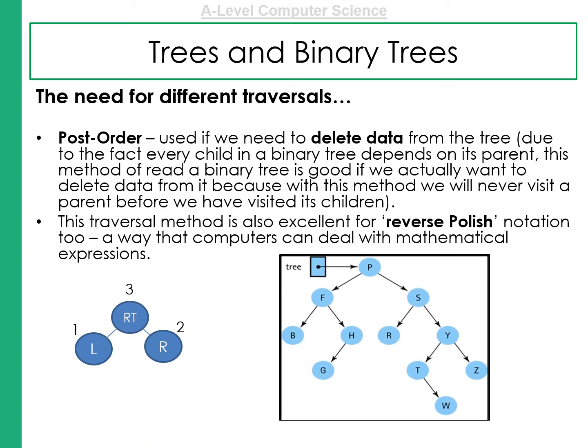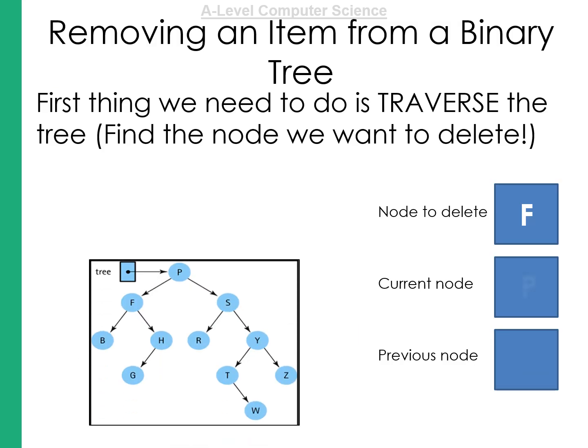And finally, our post-order traversal. If we want to delete data from the tree, due to the fact that, remember, every child in a binary tree depends on its parent, this method of reading a binary tree is good. Because if we want to actually delete data, we can use this method to never visit a parent before we've visited its children. This traversal method is also excellent for reverse Polish notation, a way that computers can deal with mathematical expressions.